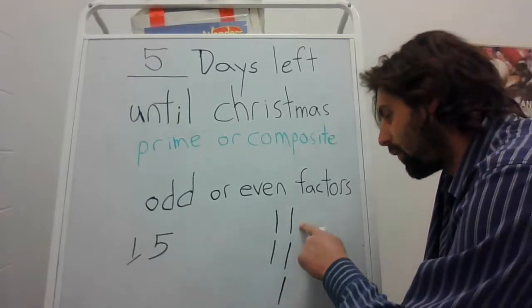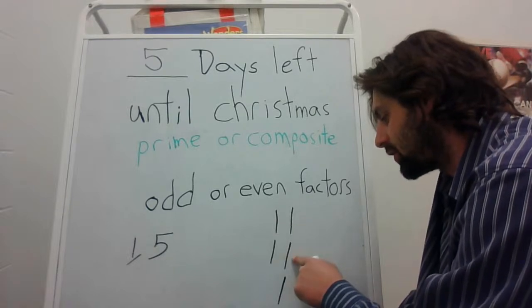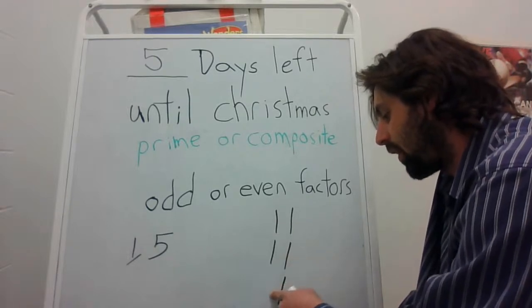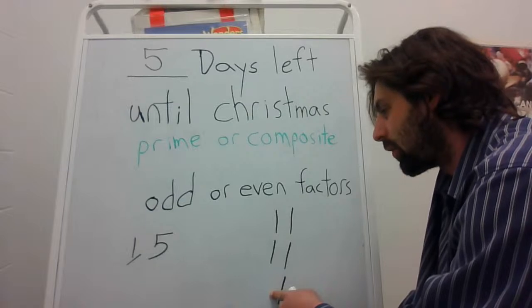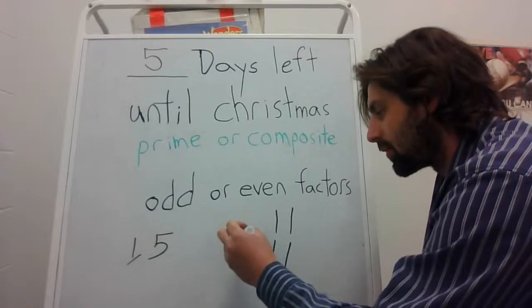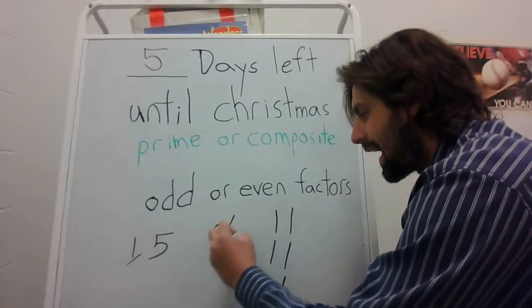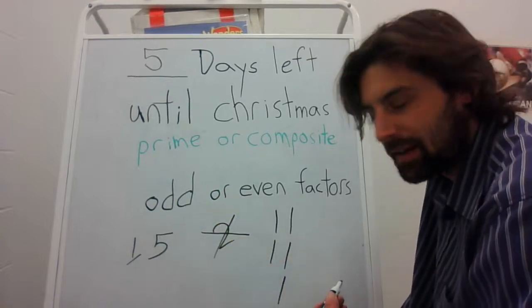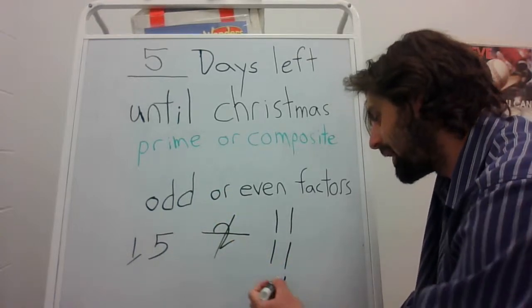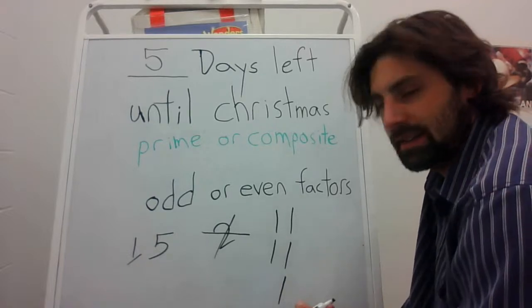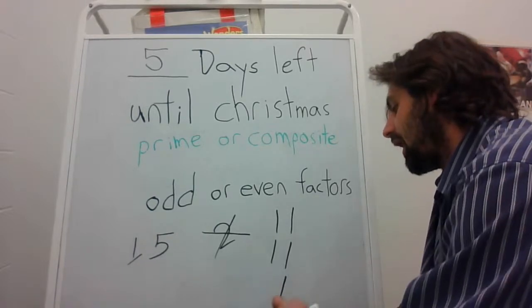If you notice, I have one row of 2, another row of 2, and then a row of 1. I was not able to get equal groups of 2 within the number 5. So the number 2 is not a factor of 5. If I made another tally, I wouldn't have 5, I would have 6. All right.